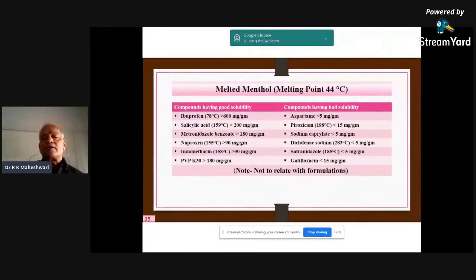Please do not relate this with formulation, just prove. Now, if you see the solubility of aspartame, piroxicam, etc., for this melted menthol it is a poor solvent. Similarly, if you check so many compounds, some will fall in the left column, some in the right column. So you may say that melted menthol is a good solvent for some solutes, left-hand column, and a bad solvent for other solutes, right-hand column. In this way, it is proved that melted menthol has solvent character. Suppose there was no solubilizing power in menthol, then all would have fallen in the right-hand column, meaning all would have resulted in suspension. Do not relate with formula.